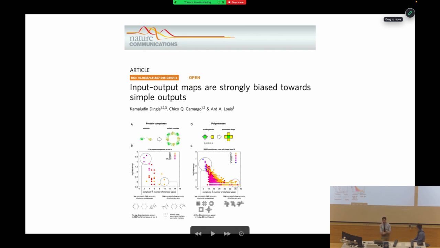So input-output maps. An input-output map is a very general concept. Think of an input as your instructions and your output as a function. Your input is like a computer program, and your output is what that computer program does. Your input you can think of as a genotype, your output is a phenotype. Now input-output maps tend to be very degenerate. There are way more inputs than there are outputs, many more instructions than functions.